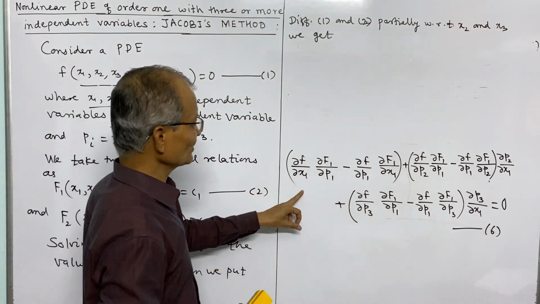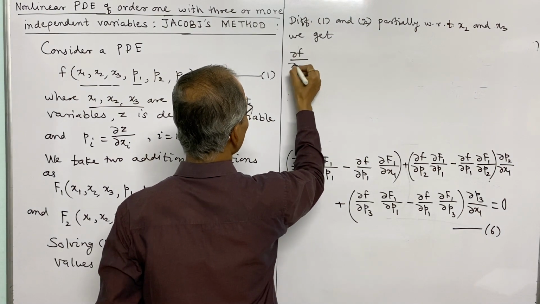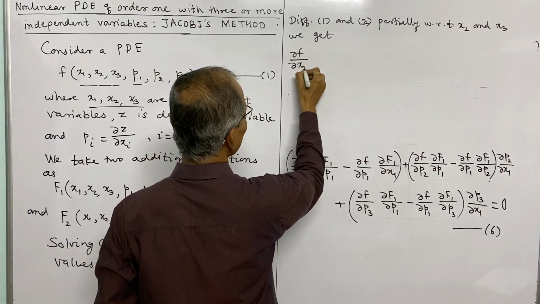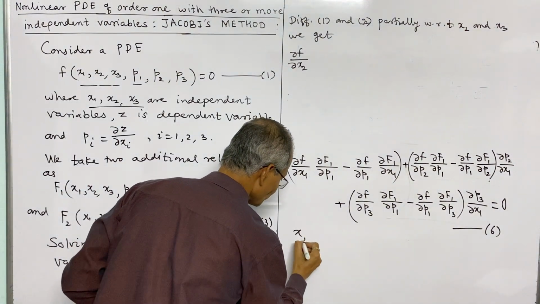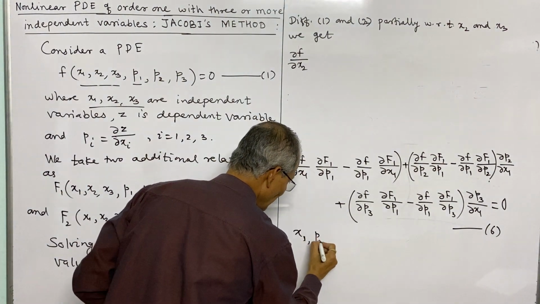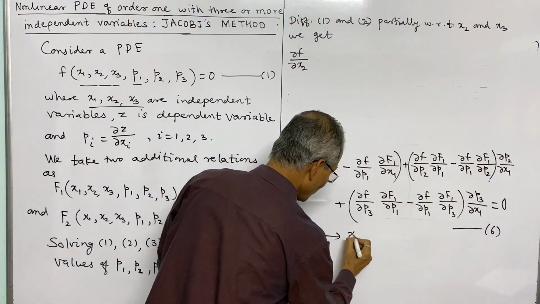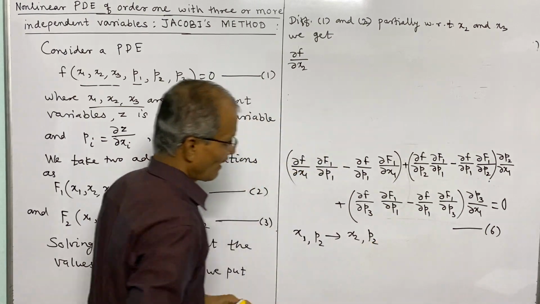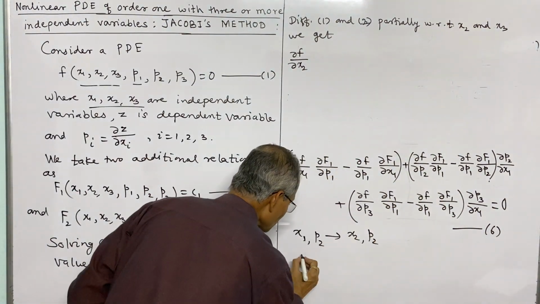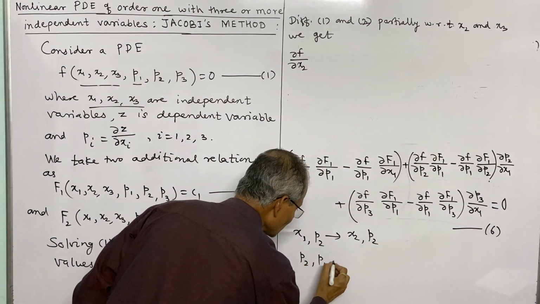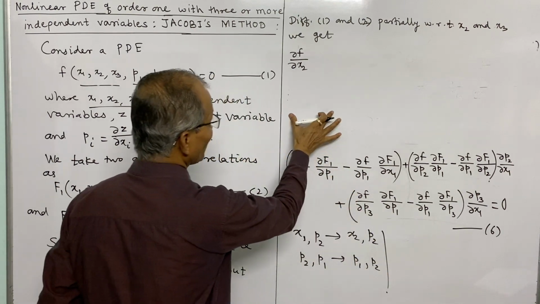Now differentiation with respect to x2 will result in the equation where dou f by dou x1 will now be x2. So in place of x1 p1 we have to increase the suffix, that is to be x2 p2, and again we have to interchange p2 and p1. So p2 p1 is to be written as p1 p2. So that is the change to be done to write the next equation.